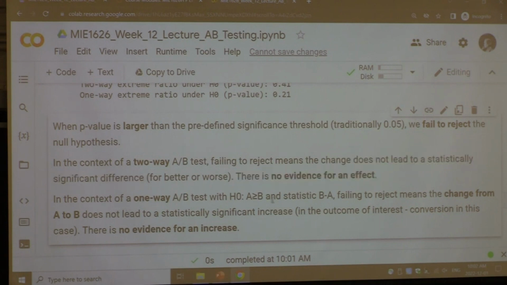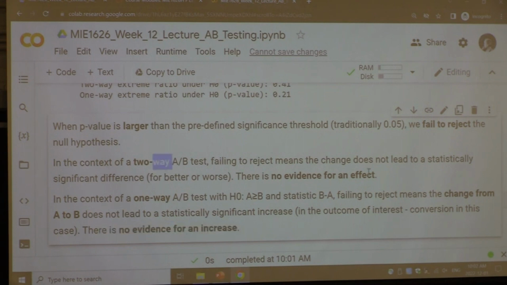In the context of a one-way test, let's say the null hypothesis is this, failing to reject means that changing from A to B does not lead to a statistically significant increase. So now it is about whether there is a meaningful increase or not in the outcome of interest, which in this case was conversion rate. It means that there is no evidence of an increase.